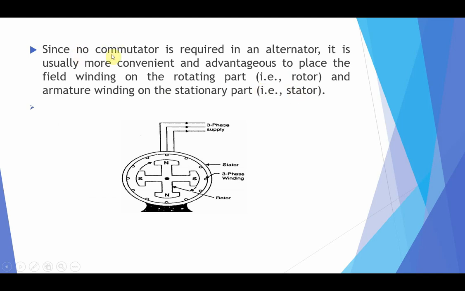Why? Because no commutator is required in an alternator. Commutator is used for the conversion of AC into DC. It is usually more convenient and advantageous to place the field winding on the rotating part and armature winding on the stationary part. This is the figure in which there is a simple generator having three-phase supply. This is a stationary part, stator, and a rotating part, that is field winding, rotor.